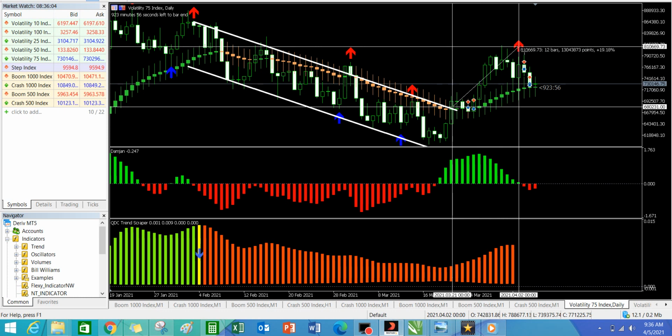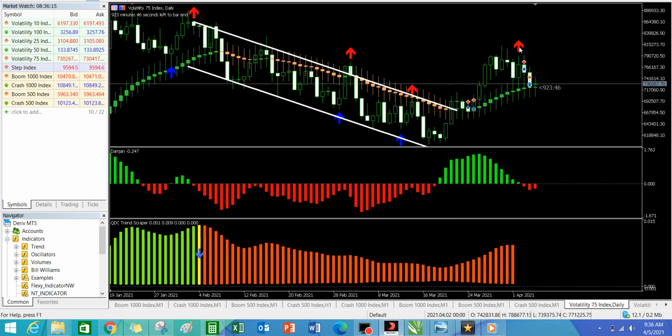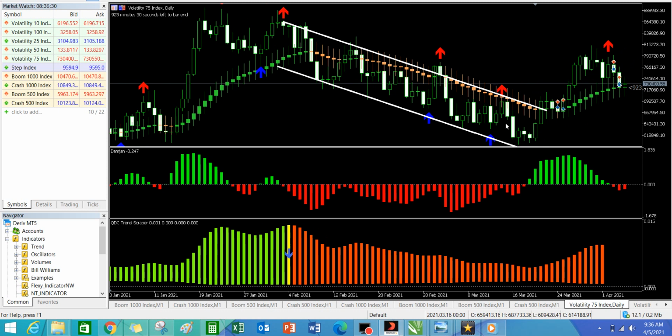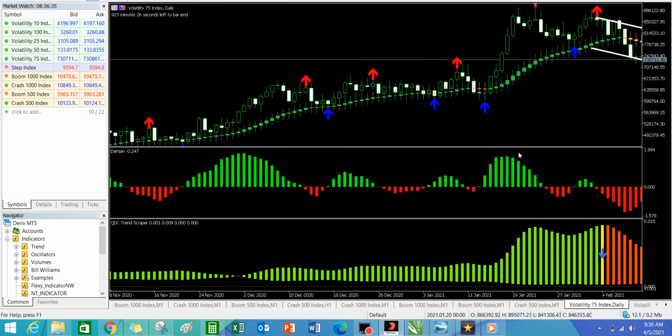You can see it's jumping up to this level. So all you need to do is just buy straight, because it is going to go for a very long time, because it has broken out from the channel. The same thing, if it breaks out below the channel, then you should sell for a very long time.